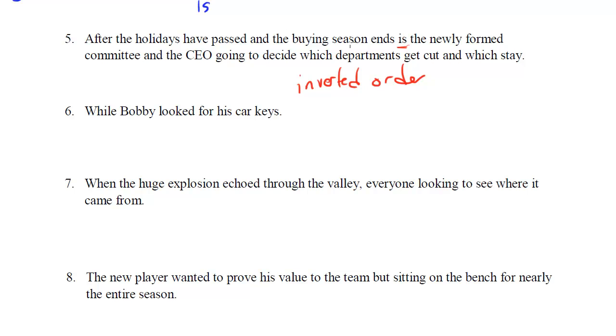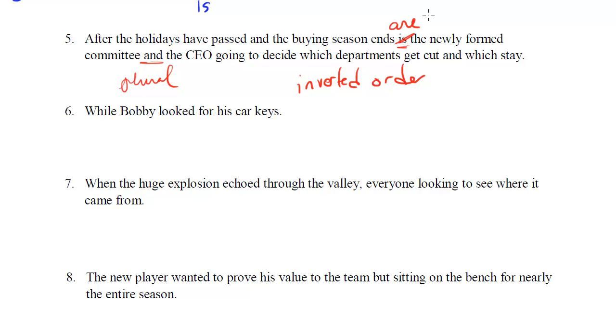This beginning part is actually a prepositional phrase. It's giving us information when this action is occurring. So we can kind of ignore this, and we need to look in this example for what the subject is coming after the verb. So we see, after the holidays have passed, blah, blah, blah, is the newly formed committee. So we might think it's okay because it's newly formed committee, but then we see and. So this is a compound noun. The newly formed committee and the CEO. So when it's compound, connected with an and, it's got to be plural, which means the verb has got to be plural, which means this should actually be are.